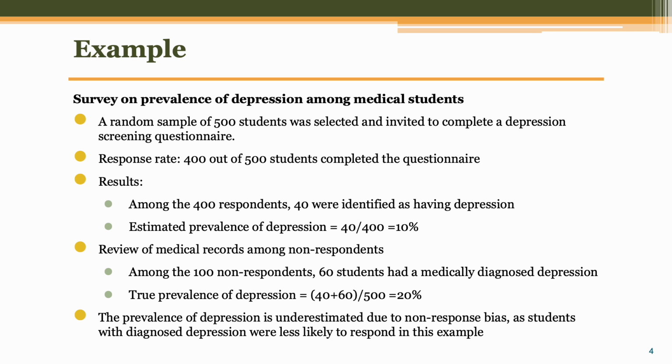of 10%. However, after review of medical records among the 100 non-respondents, the researchers found that 60 of them had a medically diagnosed depression, which means that the true prevalence of depression is 20% in the total sample of 500 medical students, much higher than the 10% observed in the respondents. So, in this example, the prevalence of depression is underestimated due to non-response bias, as students with diagnosed depression were less likely to respond to the questionnaire.